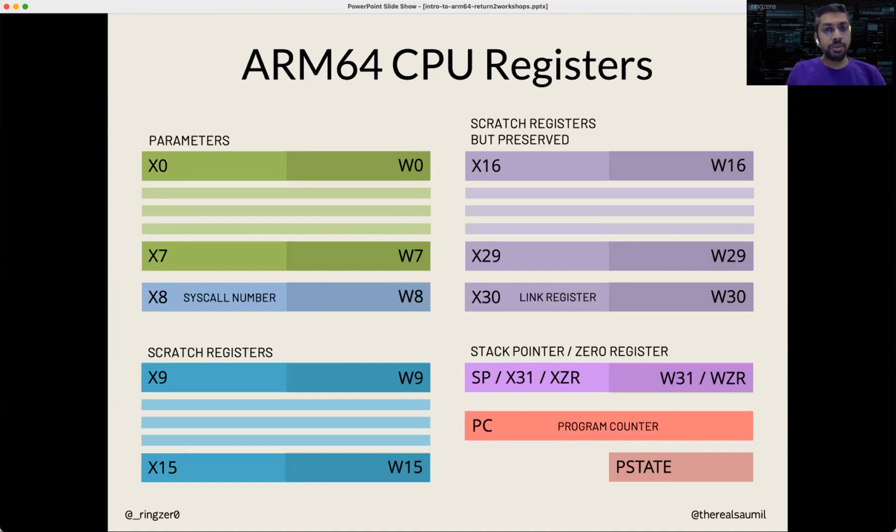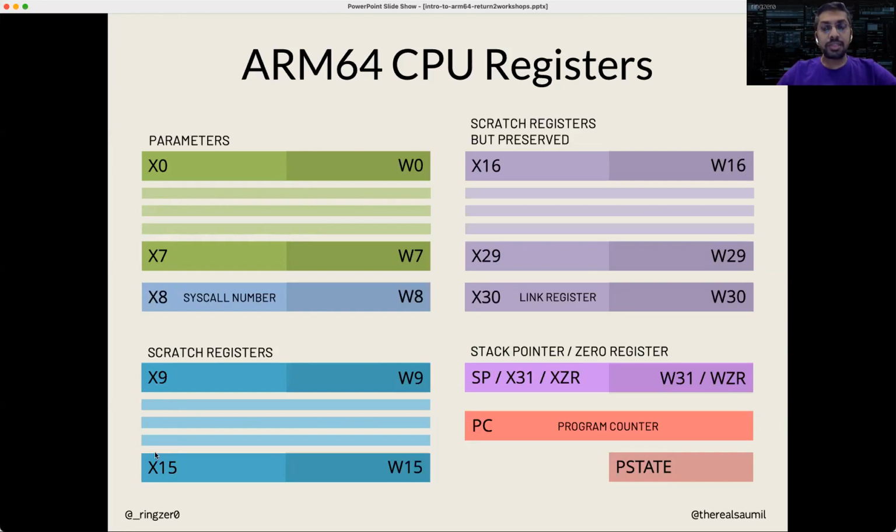The ARM32 CPU had 4 registers to pass parameters, R0, R1, R2, and R3. In the ARM64 CPUs, you can use 8 registers to pass parameters. X8 is not used for parameters, but in several cases, X8 is used for the syscall number whenever we're invoking a system call.